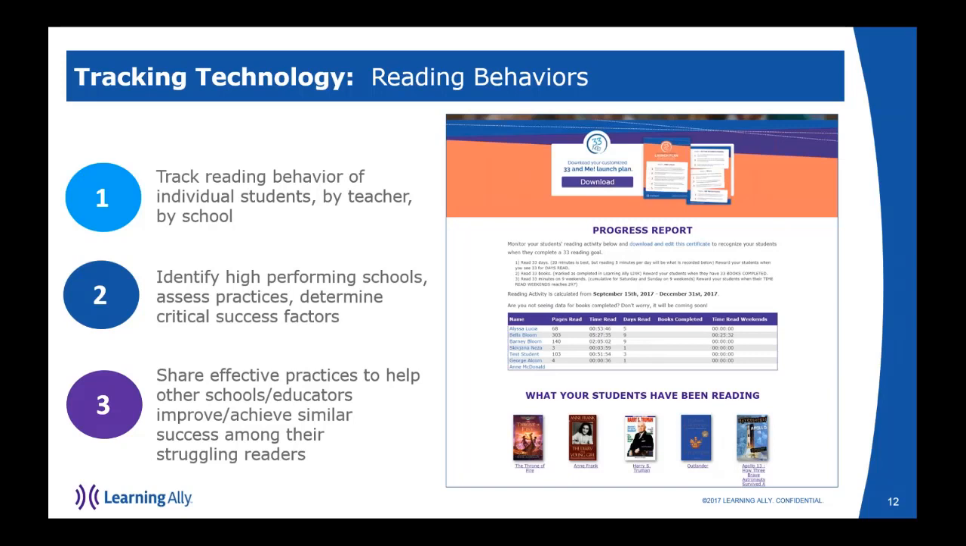So we now have data down to the individual student level, rolled up to the teacher level, rolled up to the school level, rolled up to the district level. And what we really look at is the number of students who should be using Learning Ally in your school, the number of students who are using Learning Ally in your school, and the level of frequency that is happening within a school.